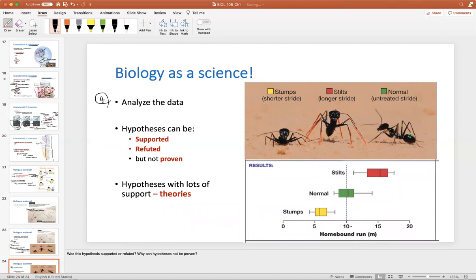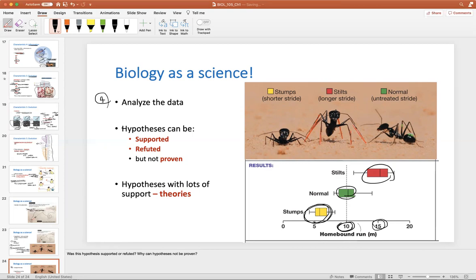Okay. So it looks like home is about 10 meters away. So they put some food out, and home is 10 meters from the food item. The stumpy critters, they kind of fell short of getting home, okay? They only made it about 5 meters away, and they never did make it home at 10 meters. The stilty critters overshot where home was. They went farther than where their home nest was. They went 15 meters, right? Didn't make it home. But the ones that they left alone made it home at 10 meters, okay? So we've analyzed our data.